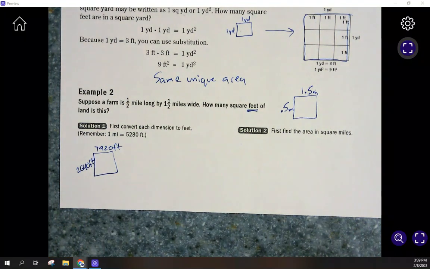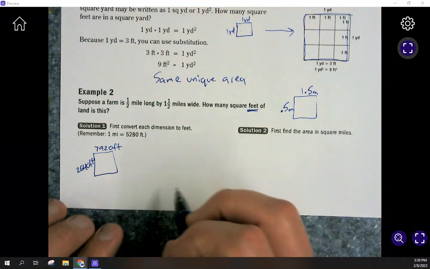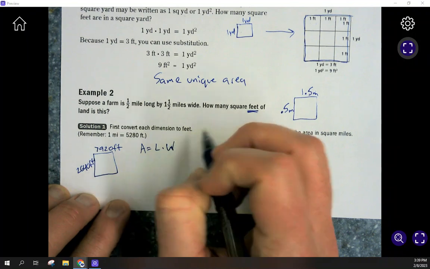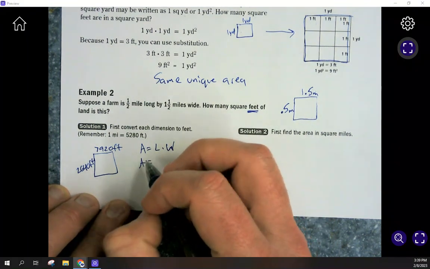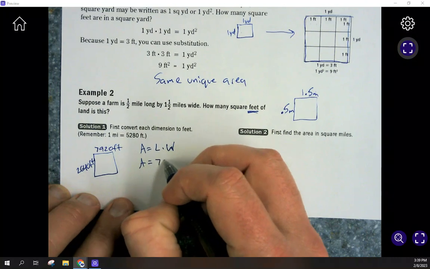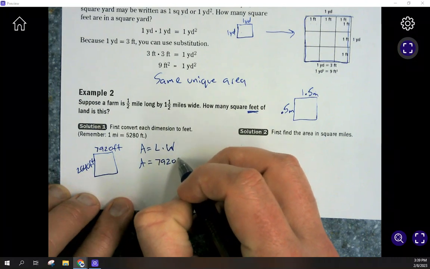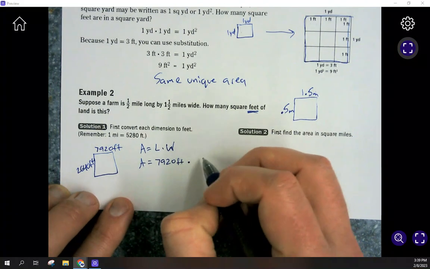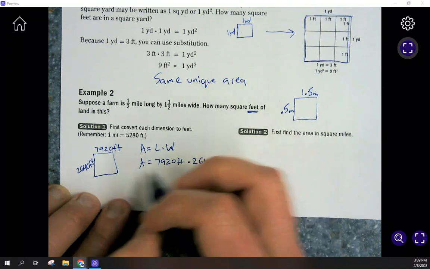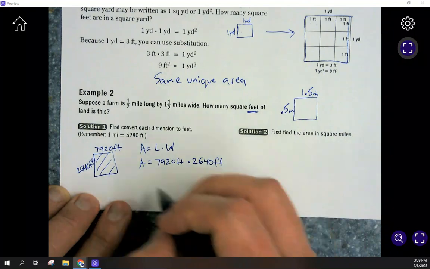And so now I can very easily find the square feet of this land because area is length times width. So area equals, and it really doesn't matter which one you call length and width, so 7,920 feet times 2,640 feet. That will give us the area here.